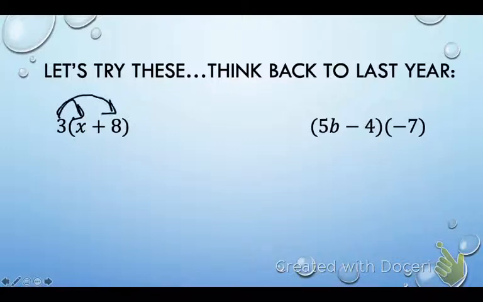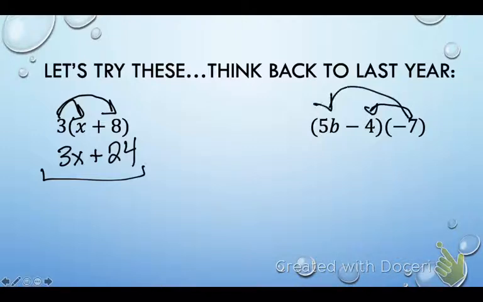So distributing just means you take what's on the outside and distribute it or share it with everything on the inside. So 3 times x is 3x. 3 times 8 is 24. And that's my answer. For this one, same thing. It doesn't matter if the number on the outside is on the right or the left. We're still distributing it. So 5 times negative 7 is negative 35. Keep the variable. And then negative 4 times negative 7 is positive 28. Positive 28.